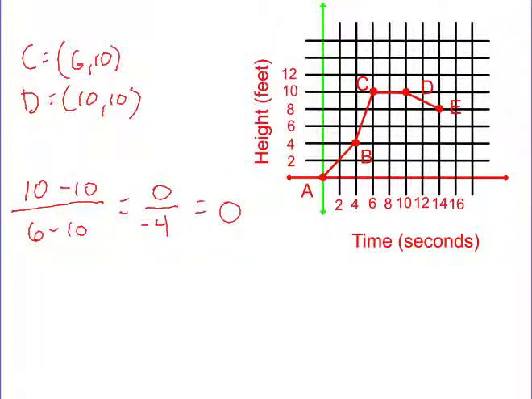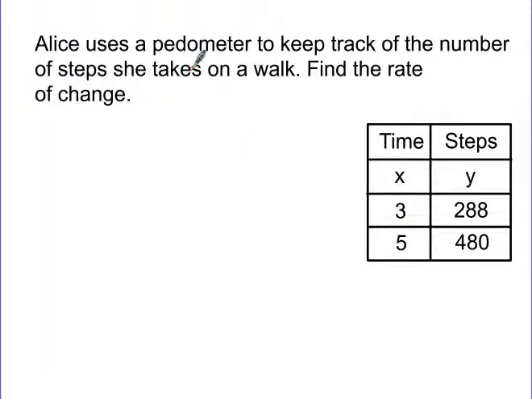Okay? Now, we've looked at ordered pairs, we've looked at graphs. If they give you a graph, just find the ordered pairs and use that information. Now we're going to look at a table. Alice uses a pedometer to keep track of the number of steps she takes on a walk. Find the rate of change. Well, they've written it in a table, but we still have x and y values, right?